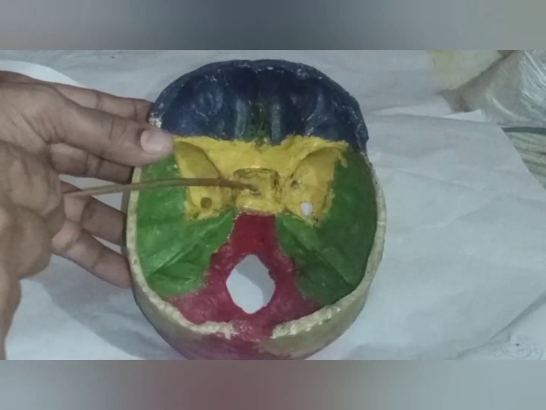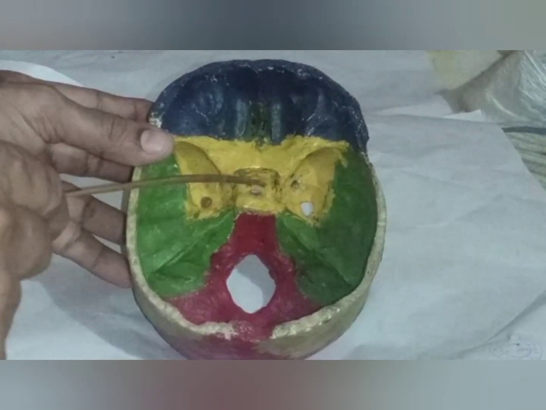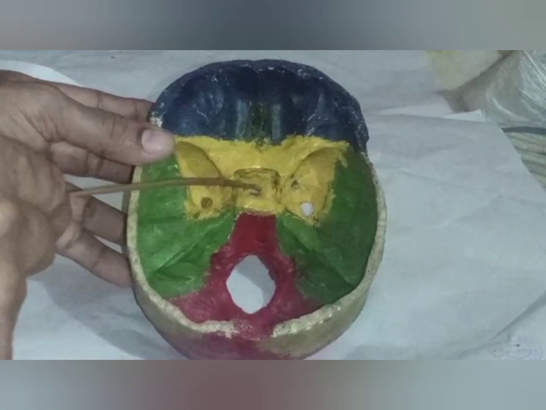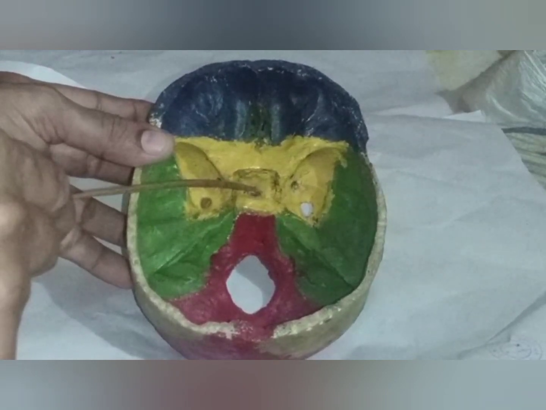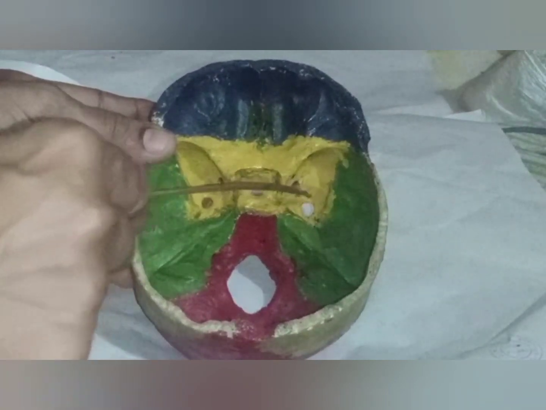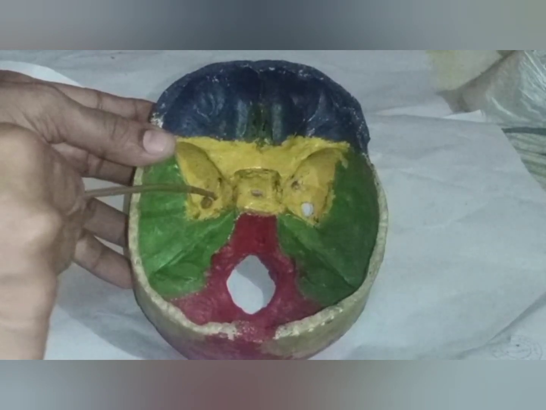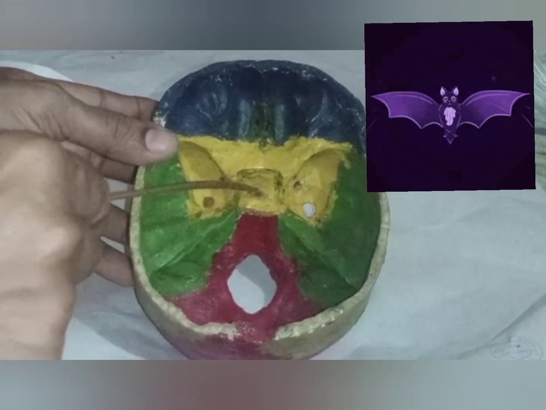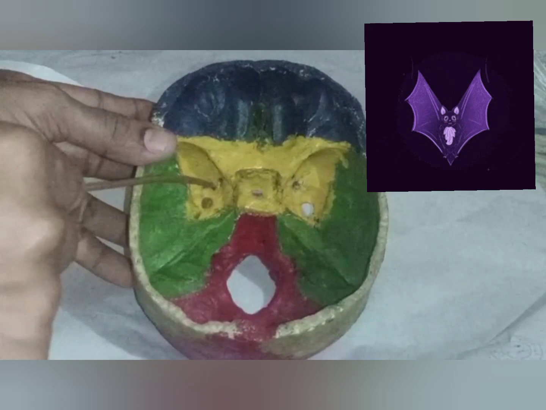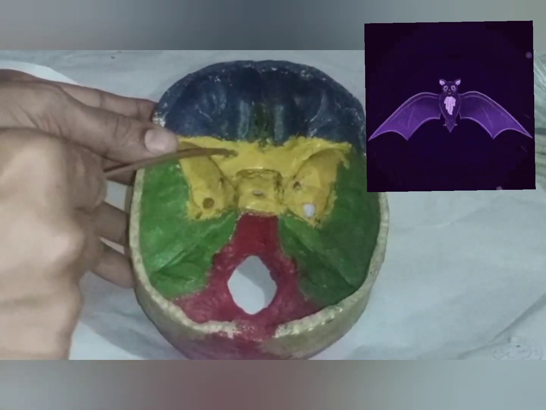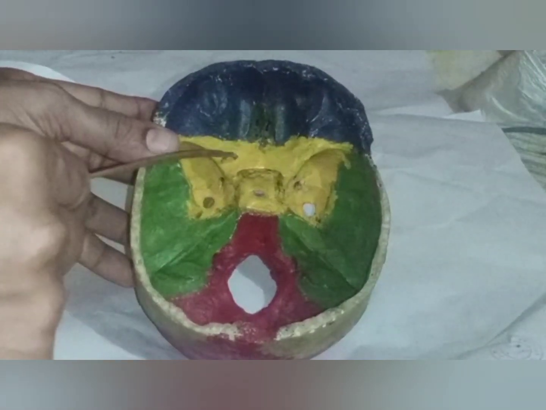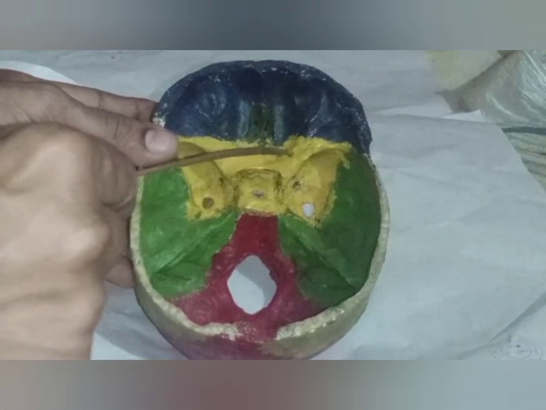Sphenoid bone, which is colored yellow, is an unpaired cranial bone. Its body is located in the middle cranial fossa. Its greater wing is also located in the middle cranial fossa. It is in the shape of a bat, having two greater wings and two lesser wings. Lesser wings are located in the anterior cranial fossa.